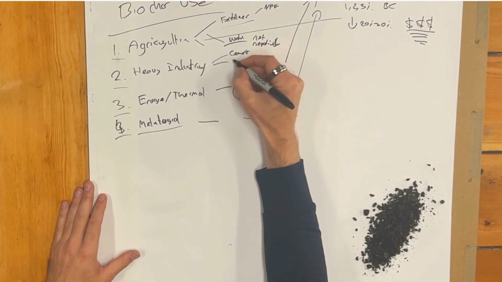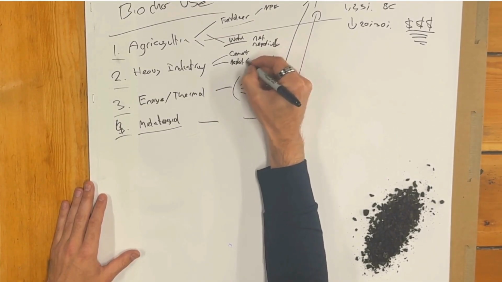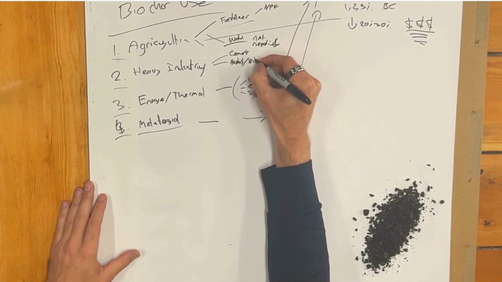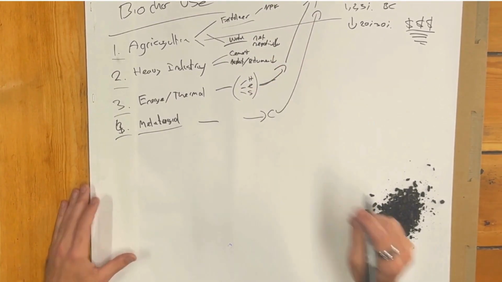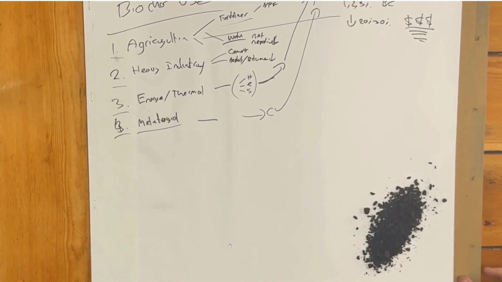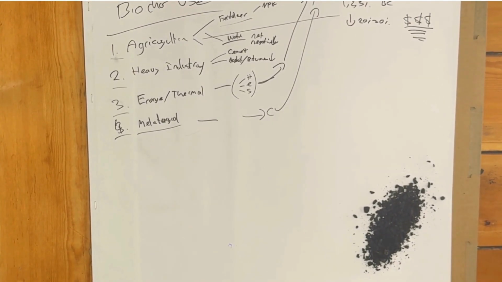The two main things we like to look at are cement and concrete production, and asphalt, asphalt slash bitumen. I don't know how to spell bitumen, I'm sorry.